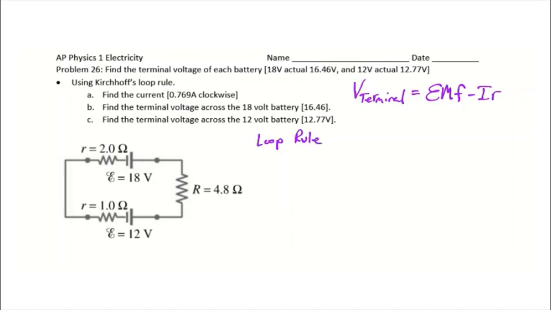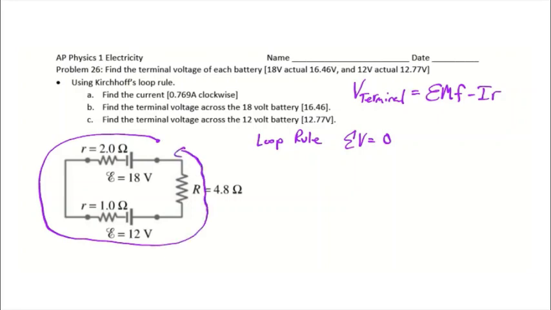And for the loop rule, we are going to look at the sum of the voltages equals 0. We're just going to pick a point and we'll see what happens. So we're going to start at that dot and we're going to go around. So the first thing is we come to that terminal. Notice we're not going from negative to positive, we're going from positive to negative, which means we're going against the battery. So instead of writing plus 18, I'm going to write minus 18.